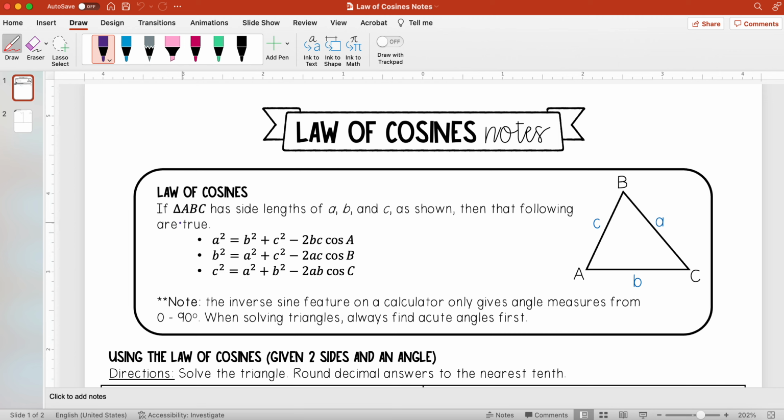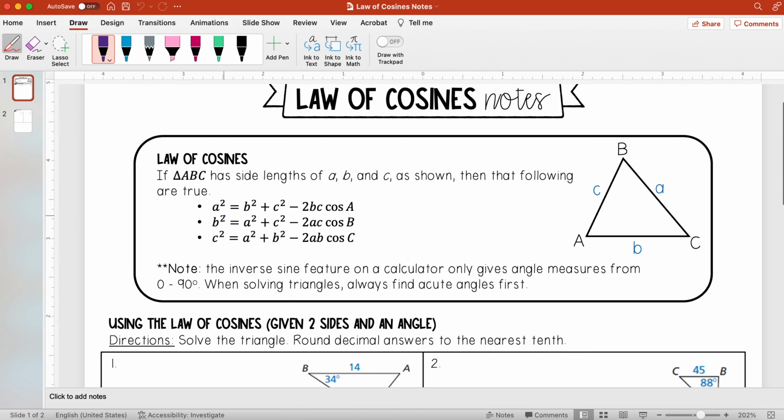So the law of cosines tells us that if triangle ABC has side lengths a, b, and c as shown, then the following are true. We have a squared is equal to b squared plus c squared minus 2bc, and so on. Remember, these lowercase letters are always my side lengths. If I'm starting with a squared is equal, then the two side lengths I'm using for the rest of that equation are going to be my other two side lengths that I know, so b and c. And then remember that capital letters are your angles.